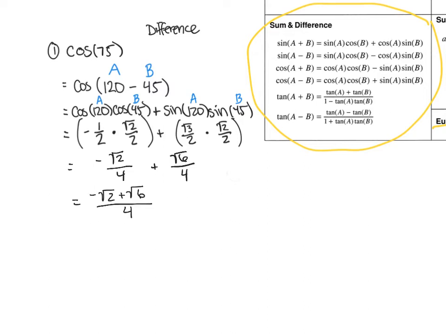I can't combine the negative square root of 2 and the square root of 6 because they don't have the same base or the same number underneath. So this is where we end. This is the exact value for cosine of 75 degrees.